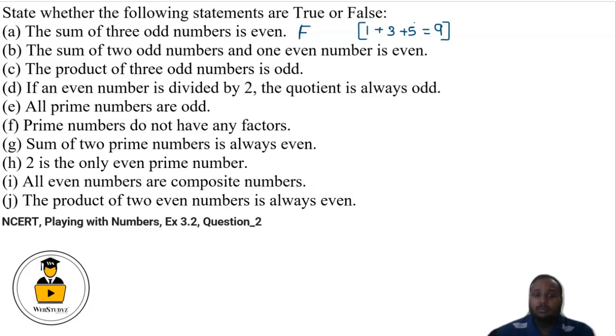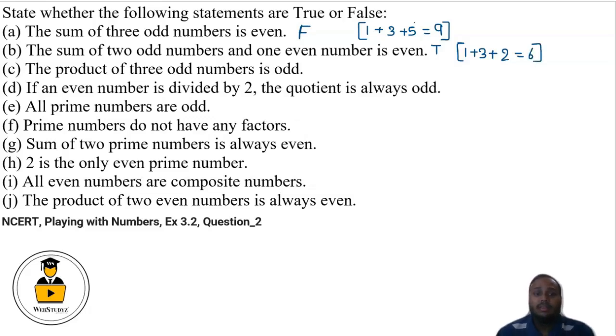Fine. In the second part, it is said that the sum of two odd numbers and one even number is always even. And it is true because the sum of two odd numbers is always even, and adding that even number with another even number will also be even. So let us take an example for this too. Let us take two odd numbers, 1 plus 3, and let's add 2, which is an even number. So 1 plus 3 is 4, 4 plus 2 is 6. So it would be even.